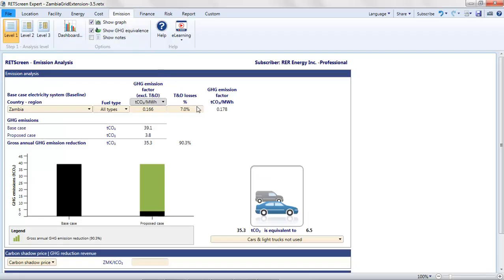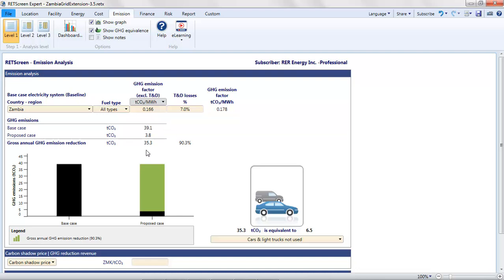Turning to the emission tab here, you can see that the emissions are calculated based on grid electricity in the base case, having an emissions factor of 166 kilograms per megawatt hour of electricity being generated, and having T&D losses, transmission and distribution system losses in the national grid of 7%. You could argue these figures. You can change them if you think they're inappropriate. Maybe the transmission and distribution losses should be a bit higher for Zambia. Maybe the mix of generation sources has changed since this figure was calculated and it should be adjusted.